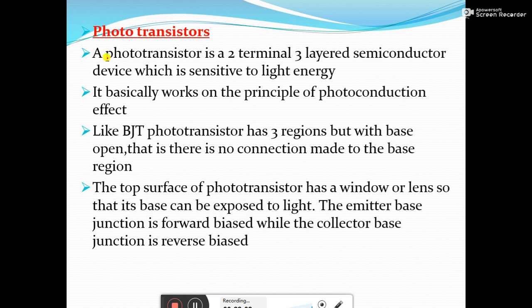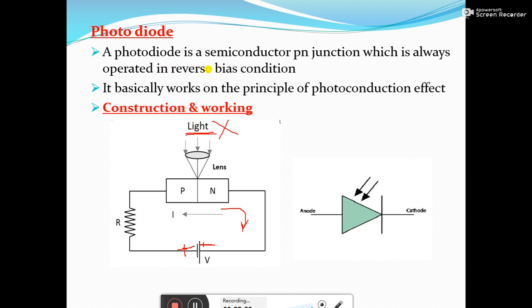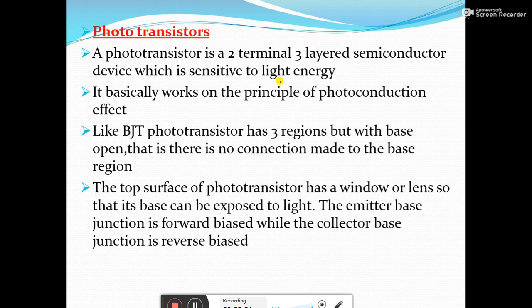The next one is phototransistors. Again, this is a class of optoelectronic device which works on the principle of the photoconduction effect. Like the photodiodes, these light sensors also work on the principle of the photoconduction effect. Let us see the construction. Here the phototransistor is a two-terminal, three-layered semiconductor device which is sensitive to light energy.